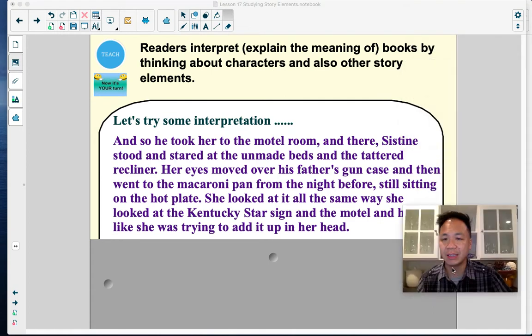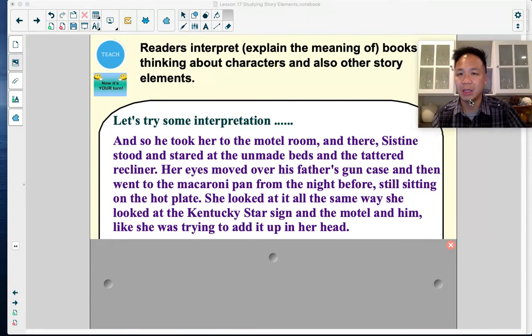Here is a section of The Tiger Rising, when Sistine arrives at the Kentucky Star and she goes and checks out the motel room that Rob and his dad are living in. So let me just read this section to you here.